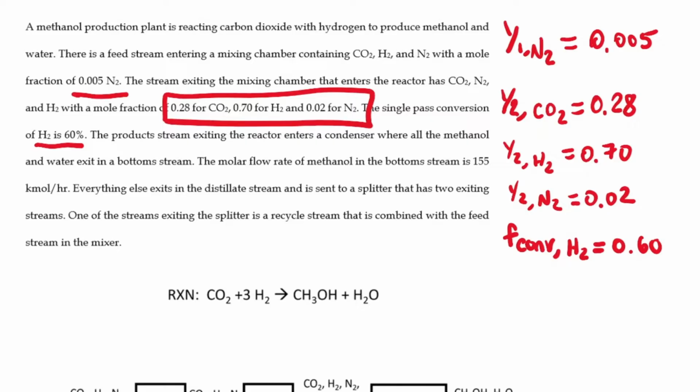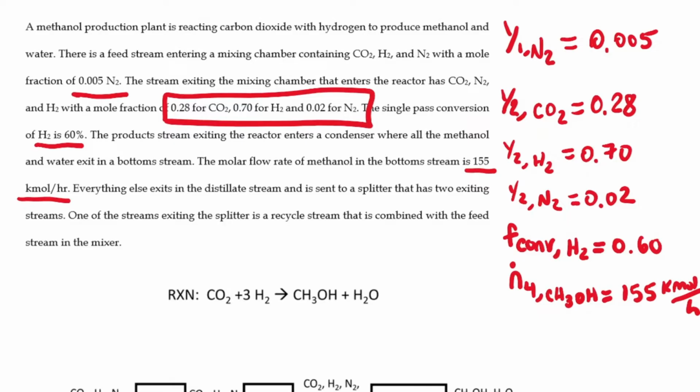The product stream exiting the reactor enters a condenser where all the methanol and water exit in a bottom stream. That's just important information for when you draw your process flow diagram. The molar flow rate of methanol in the bottom stream is 155 kilomoles per hour. I have a block flow diagram that you'll get to see in a little bit, so I'm just going to write this out in terms of its variables. N4 CH3OH equals 155 kilomoles per hour.